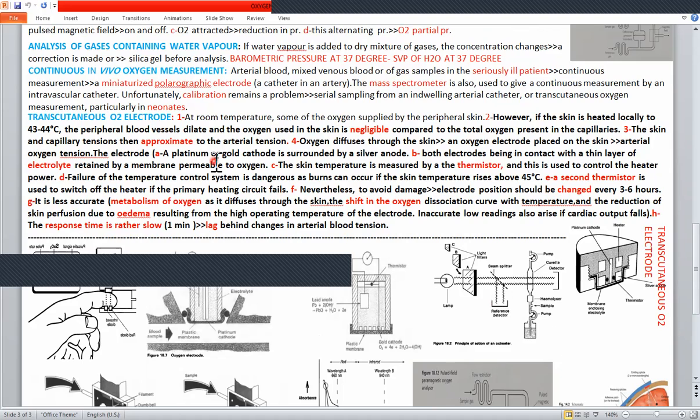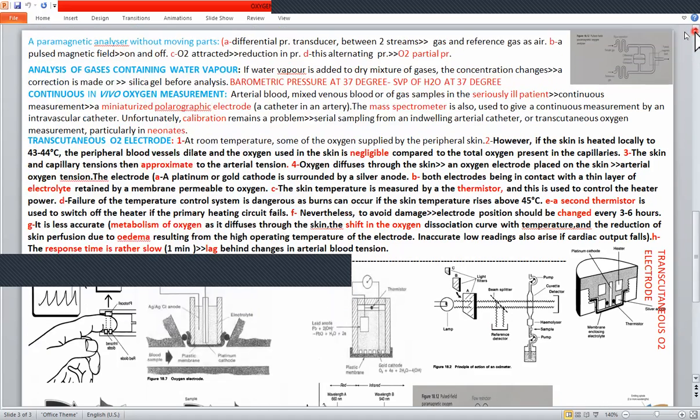So the point is, we don't have moving parts. As we said before, moving parts create what we call some dragging, so this increases the accuracy, you see. This alternating pressure at the diaphragm will give me a hint about the oxygen partial pressure.